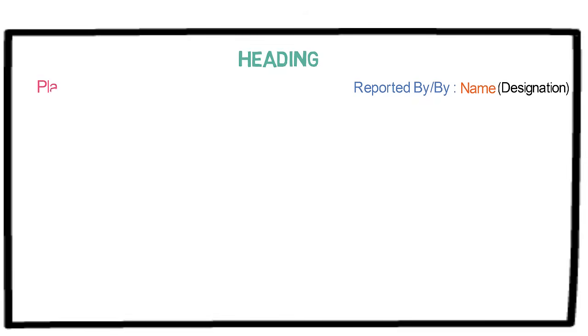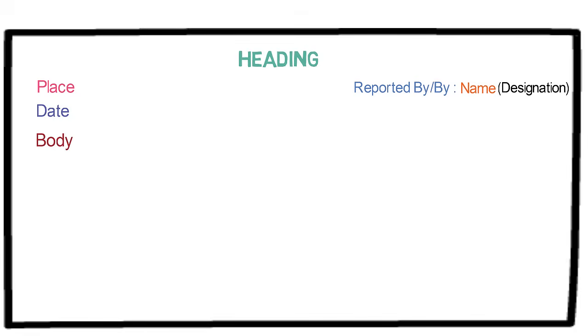Now let's understand the format of a report. First, let's draw a rectangular box. Please note it is not necessary to draw a box. In the first line, in the middle, please write the heading of the report in capital letters. The heading contains the event name. After that, in the right hand corner, write reported by or by, name of the reporter and designation if any. In the left hand corner, write the place of the report and below that write the date on which the report is written. After that comes the body of the report.